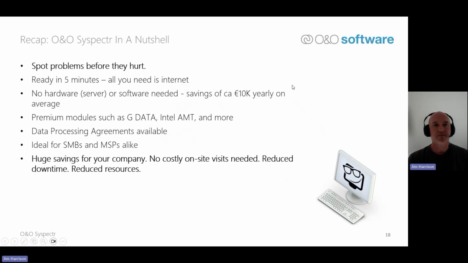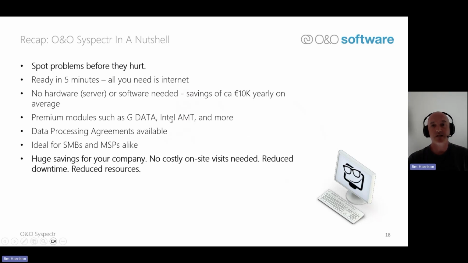So just to recap, O&O Syspectr in a nutshell. Ready in 5 minutes. All you need is internet, no hardware or software. We've calculated savings of about 10,000 yearly on average if you're looking at the cost of hardware, maintenance, on-site visits. We have premium modules available.